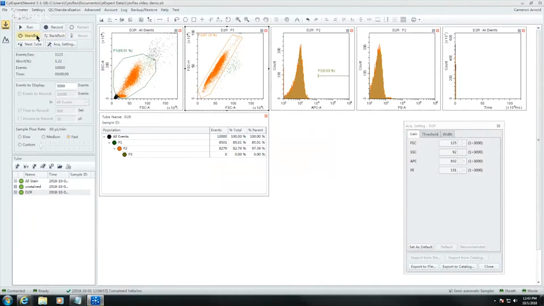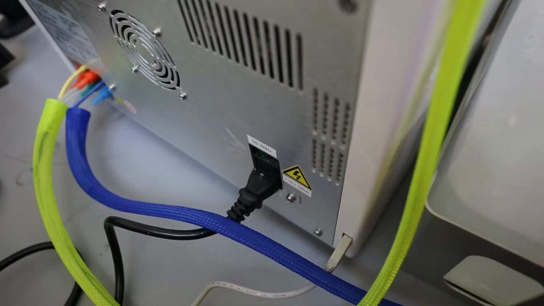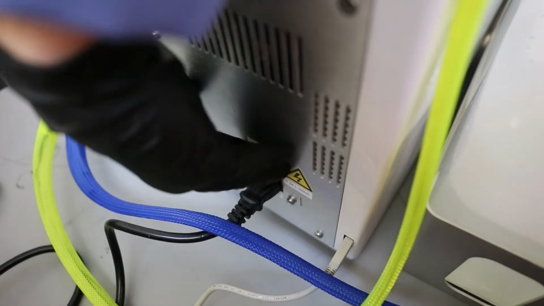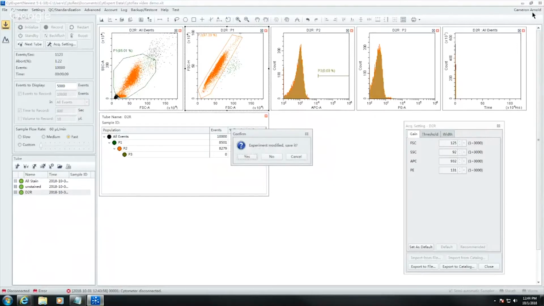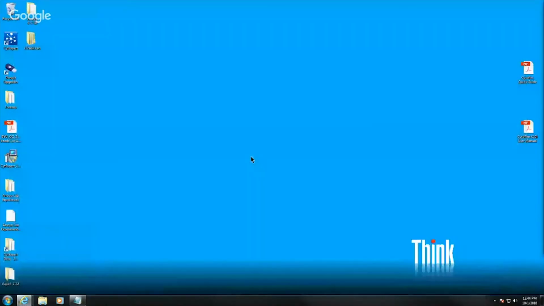4. Select Standby. 5. Turn the cytometer power off. 6. When finished, close the software. 7. Lock out of Windows.